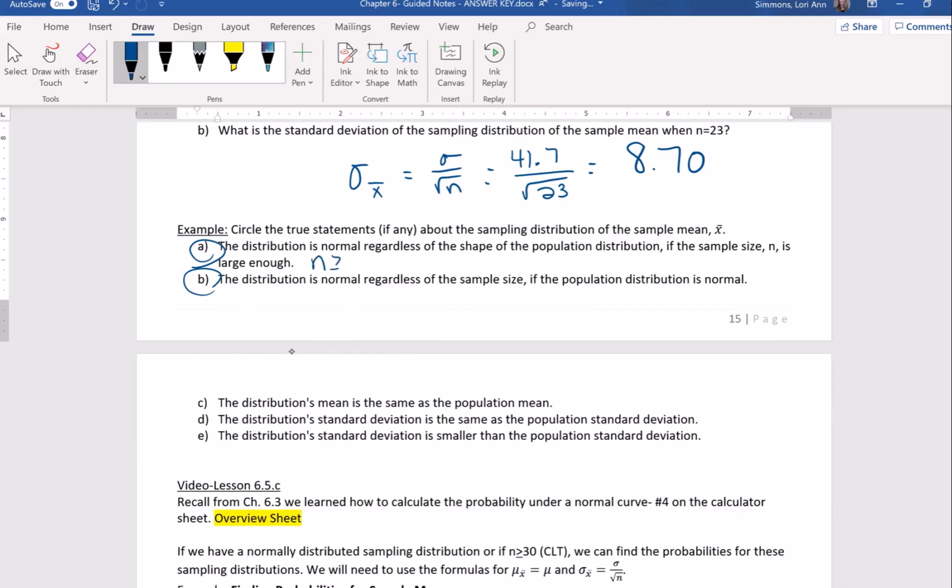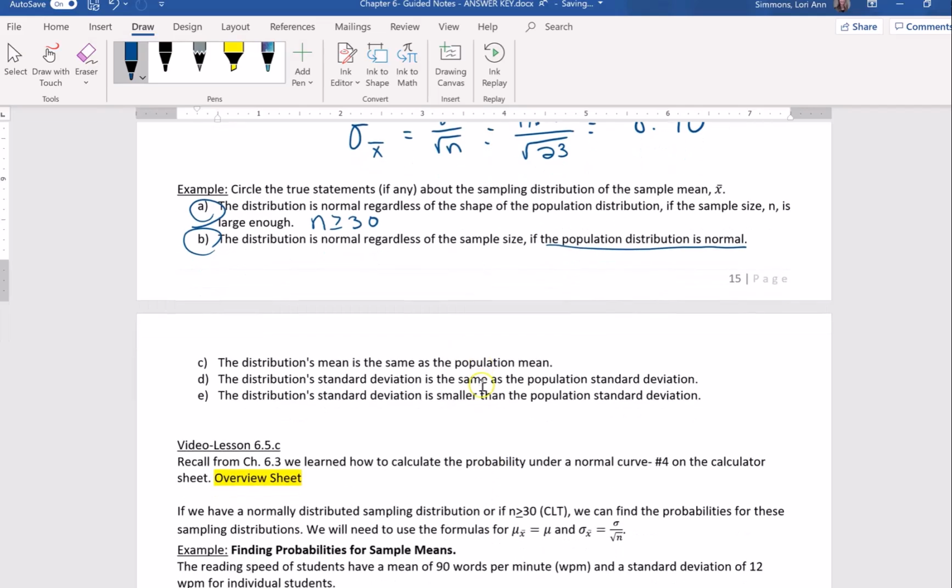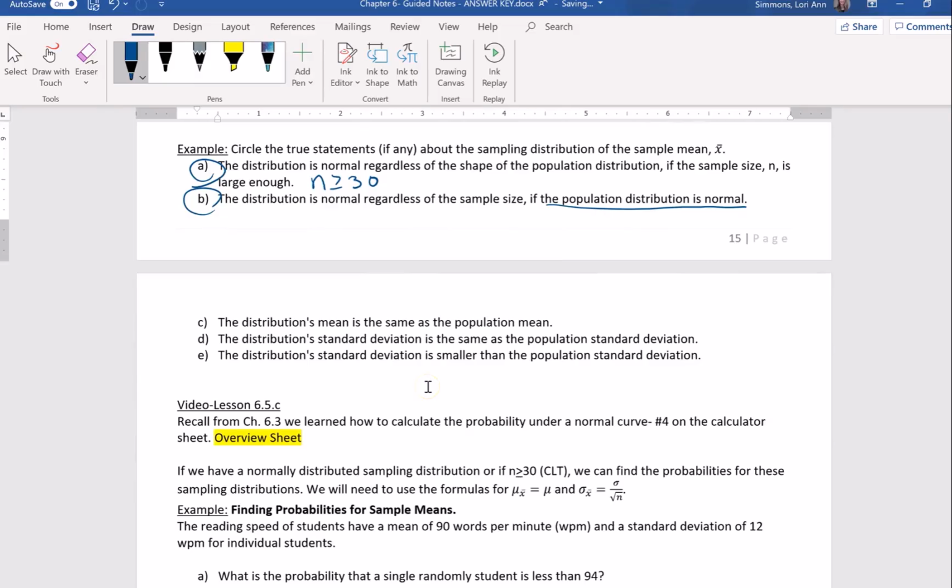So for A, n would need to be greater than or equal to 30. And for B, it's saying the population distribution is normal. C, the distribution's mean is the same as the population mean. That is true because mu of x bar is equal to mu. The distribution's standard deviation is the same as the population. That is not true. The distribution standard deviation is smaller than the population standard deviation. That is true. Sigma x bar is equal to sigma divided by square root of n.